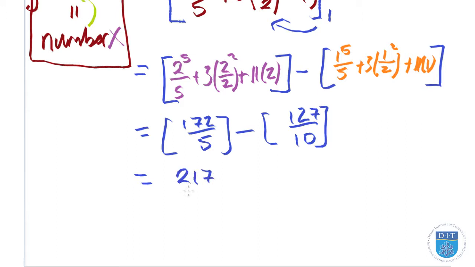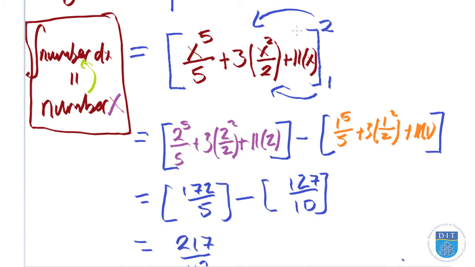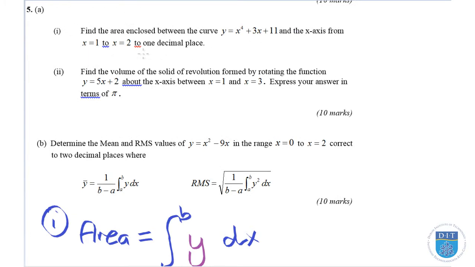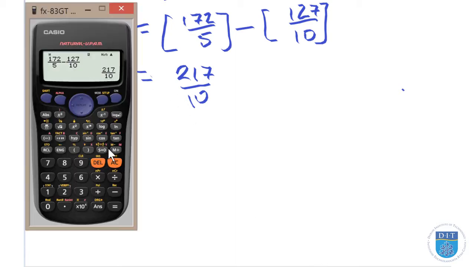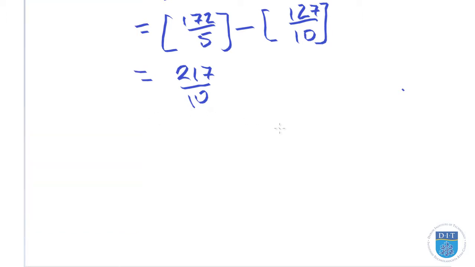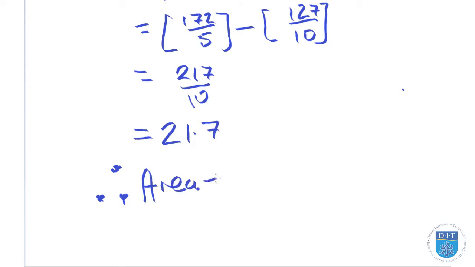217 over 10. Now just go back up and check what the question asked you about your answer. The question said, find the area enclosed to 1 decimal place. So I'll round this to 1 decimal place. There's a change button on the Sharp calculators and the Casio. I don't have to think about anything, the answer only has 1 decimal place anyway. So it's 21.7. Just wrap it up and say therefore the area is 21.7.